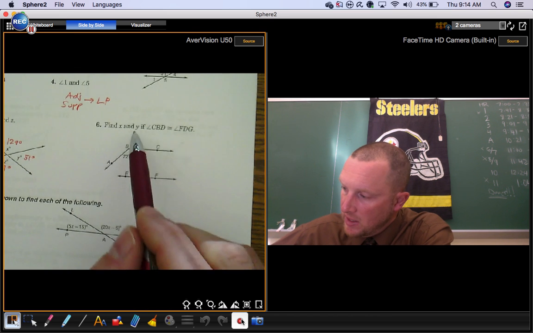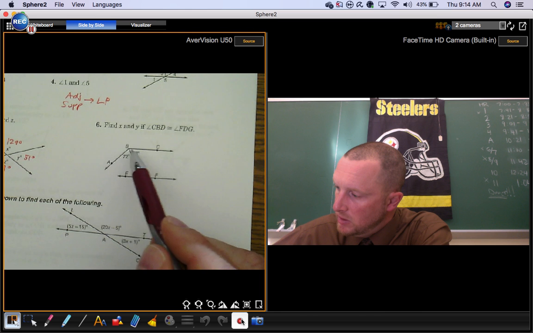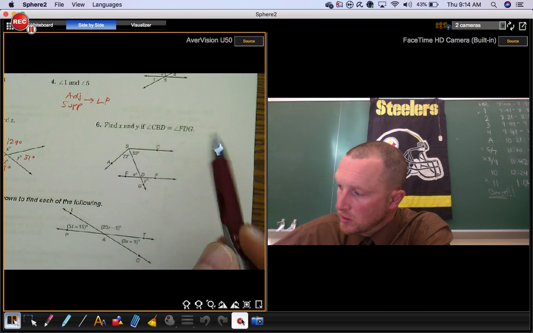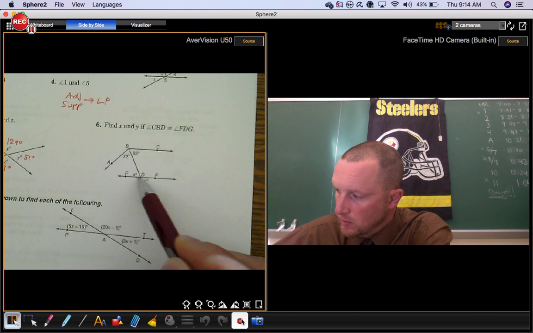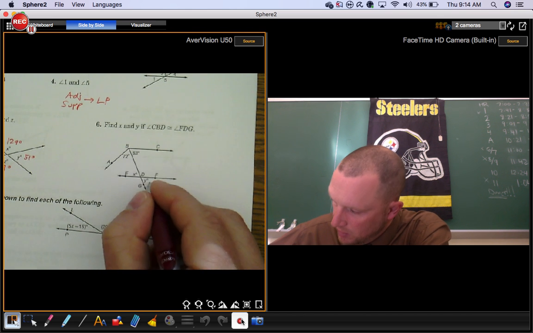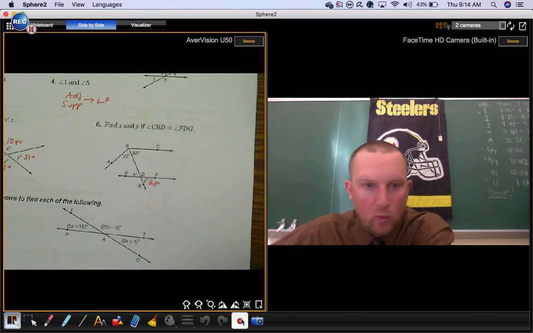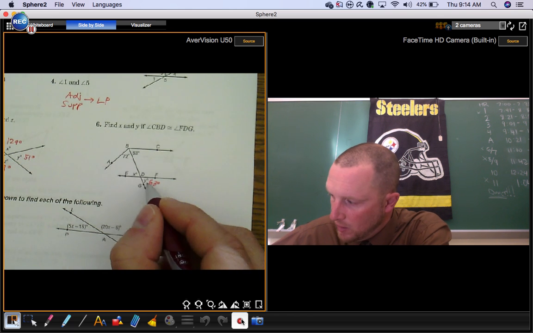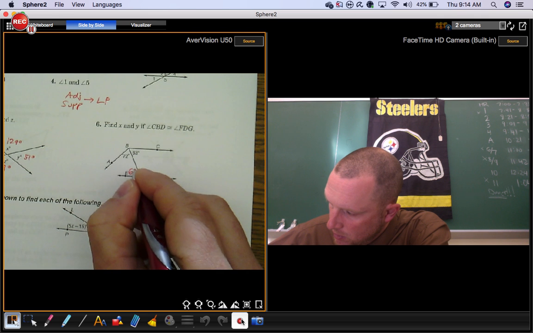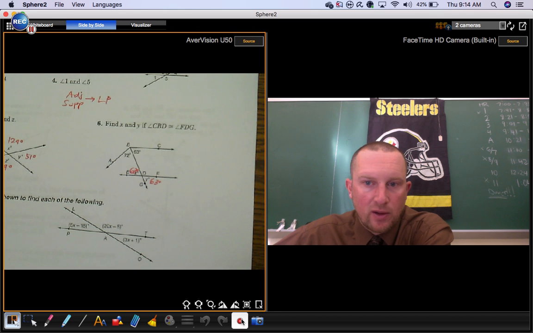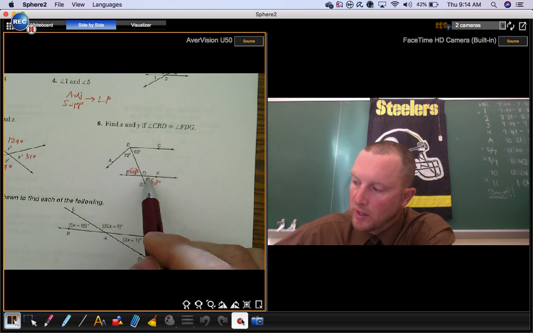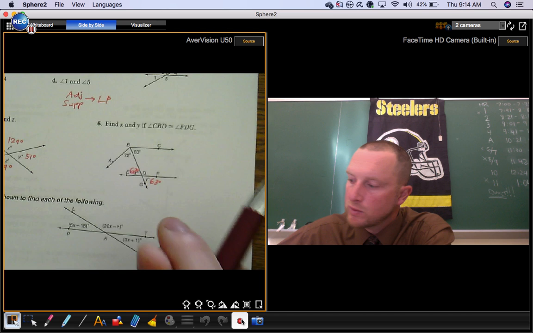Number 6, find x and y if the measure of angle CBD, that's this angle, is congruent to the measure of angle FDG. That's this angle. So if this angle is 63, y is going to be 63. Notice its vertical angle is the one that has the x in it. That's also going to be 63. That's all you got to do there. Use what you know about congruent angles and use what you know about vertical angles.